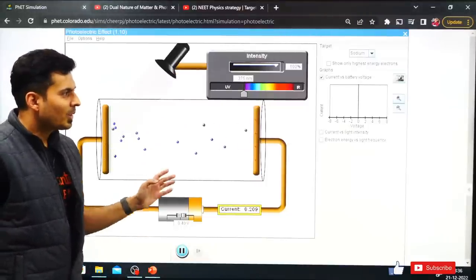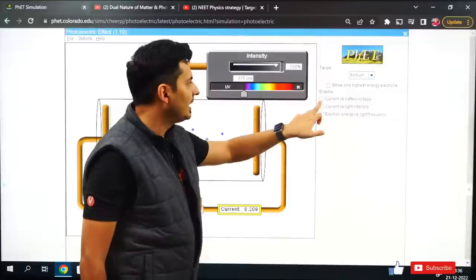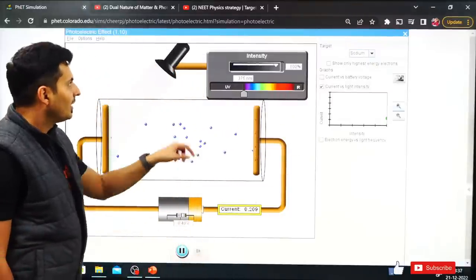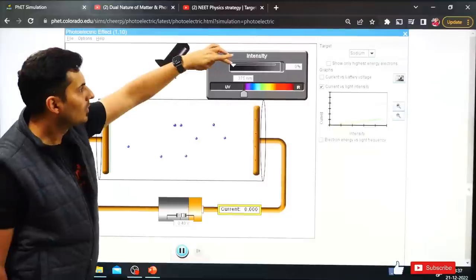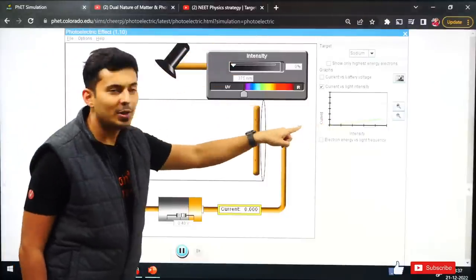I hope this is clear. Is that understood? So you can see current versus light intensity. You can see that graph. If I change the intensity, you can see that as I reduce the intensity, the current also reduces.